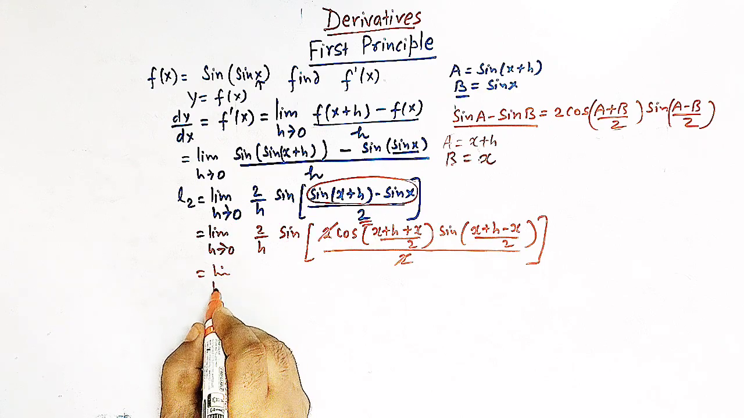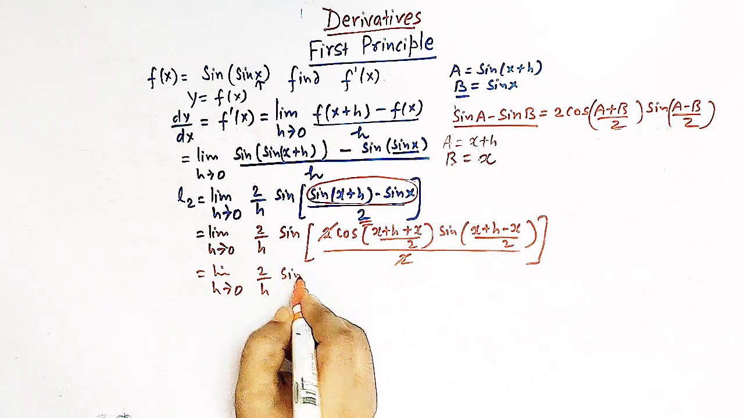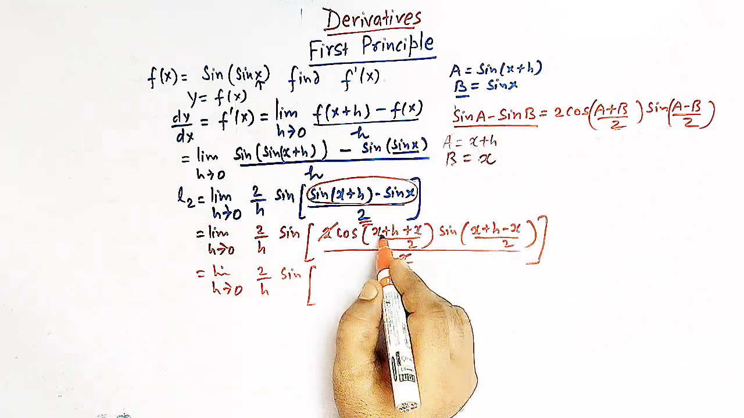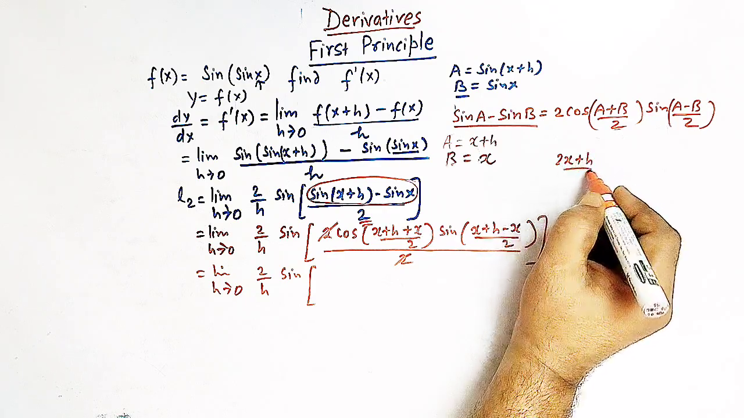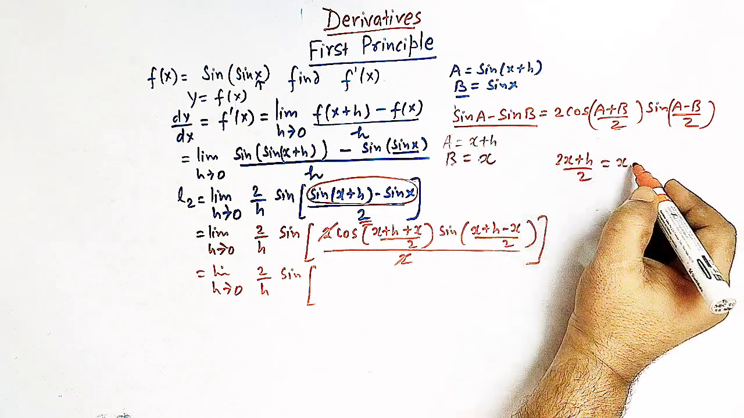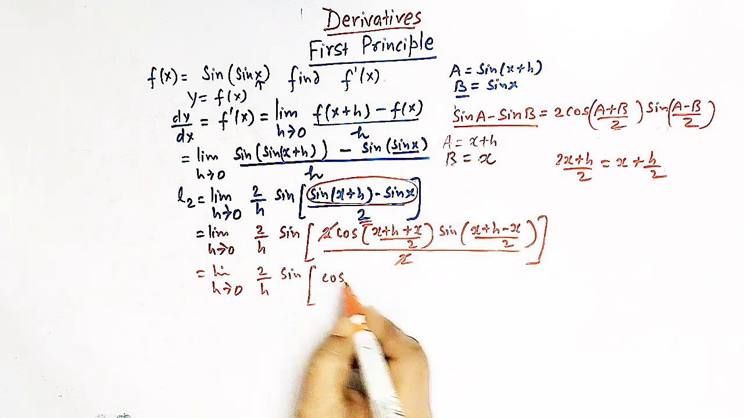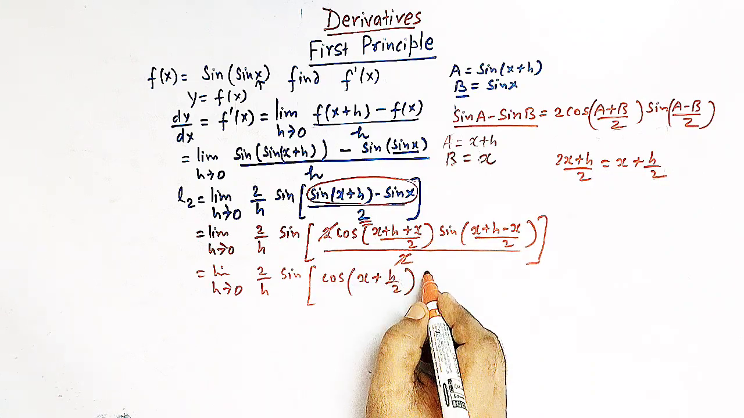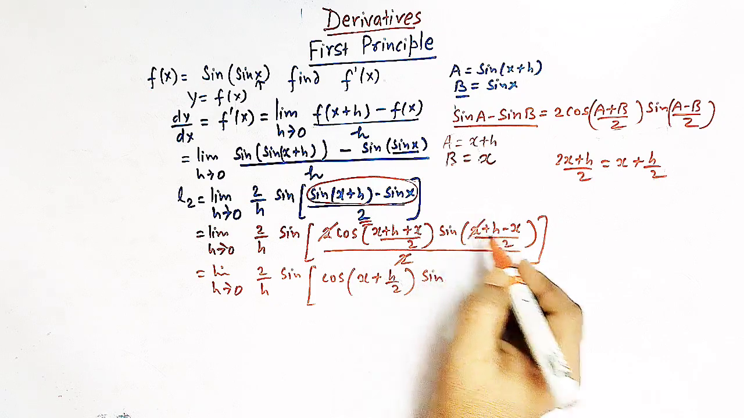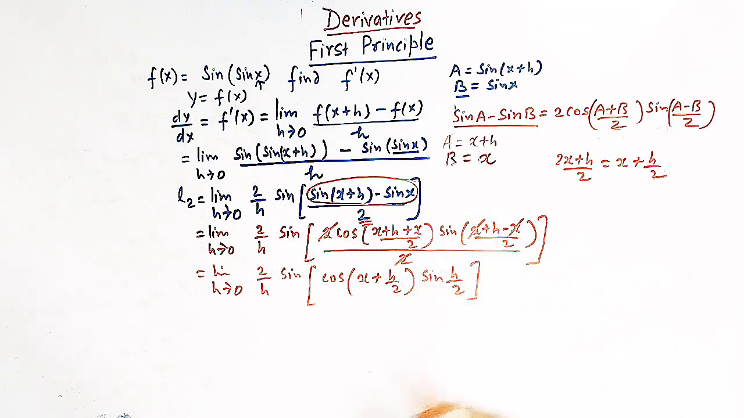We have limit h tends to 0, 2 over h sine, and here we have x plus x, 2x. So we have (2x plus h) over 2, which can be written as x plus h over 2. So here we have cos(x plus h over 2), and then we have sine, and x and x get cancelled, so we have sine h over 2, right?